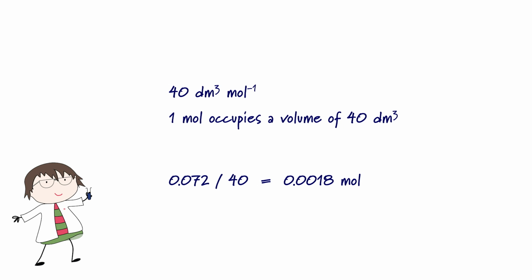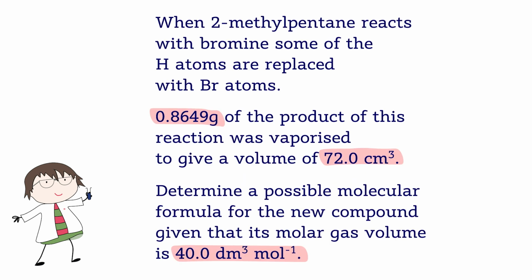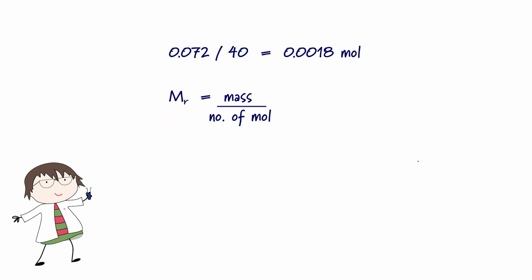All I need to do is divide 0.072, that's 72 centimeters cubed in decimeters, I've divided by 1,000, by 40, and I get 0.0018 moles. What else do we know? Well, we know the mass of the sample that was vaporized. If I know the mass and I know the number of moles, I can work out the molar mass of our new molecule. All I need to do is divide 0.8649 grams by the number of moles, and it comes out at 480.5 grams per mole.